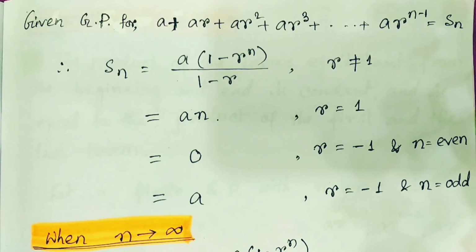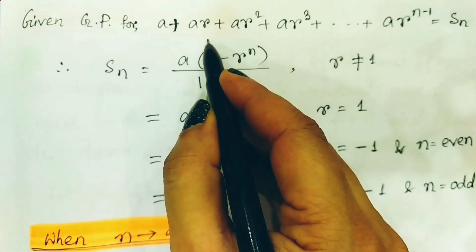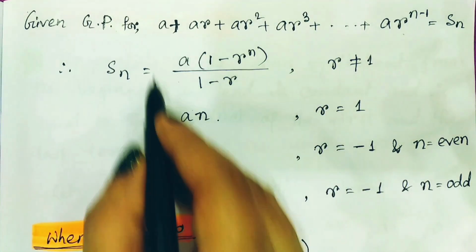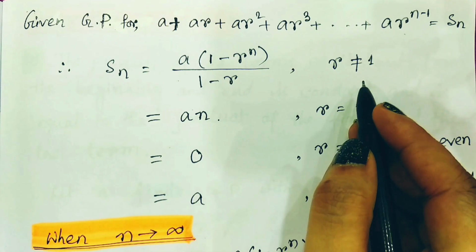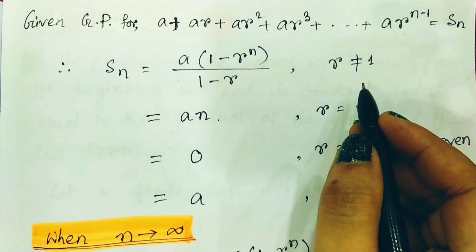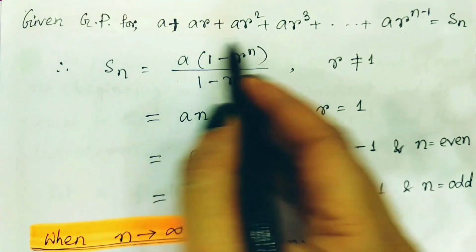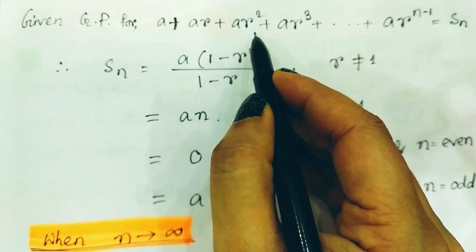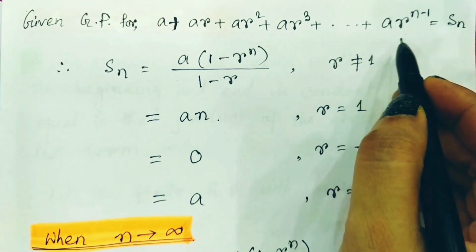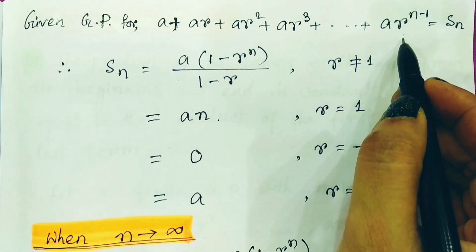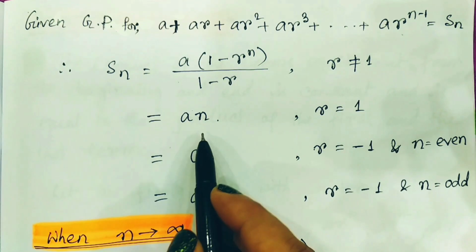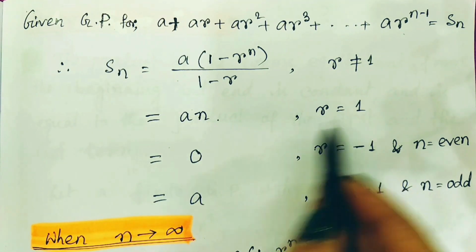So here the given GP, we know that Sn should be a plus ar plus ar square plus, in this way, up to the nth term. Now Sn is this one we have calculated for r not equal to 1. Now first of all, what happens if r is equal to 1? If we substitute r equal to 1, then what will we find? This is a, then plus a, again plus a, again plus a. So in this way all those terms are a. How many terms are there? Total n number of terms. So when r is equal to 1, the total sum Sn is definitely n times a, that means na.